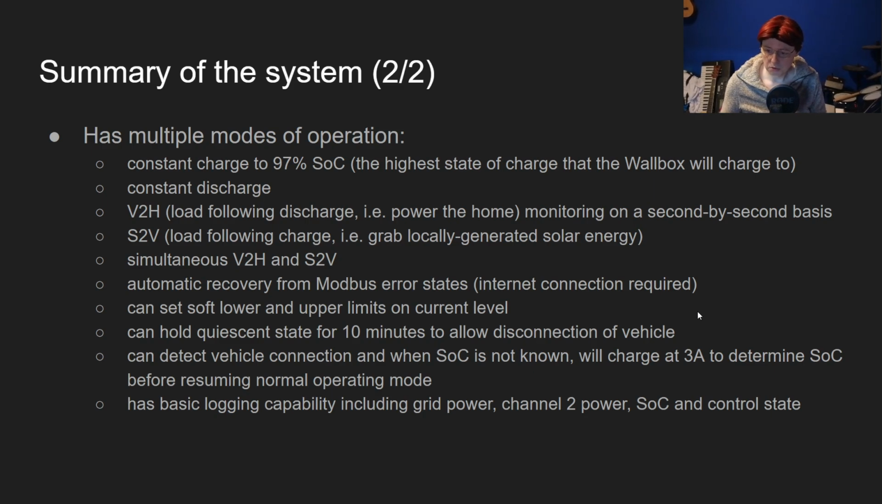You can set lower and upper limits on the current level that you're using in software. You can hold the quiescent state, the dormant state, for 10 minutes so that the vehicle can be disconnected. The reason you might want to do that is simply you set that going, you unplug your vehicle, you go somewhere, you come back, you plug it back in, and more than 10 minutes have usually passed by this time, and it'll go straight back into its normal state of charging, discharging, V2H, S2V, whatever it's doing.